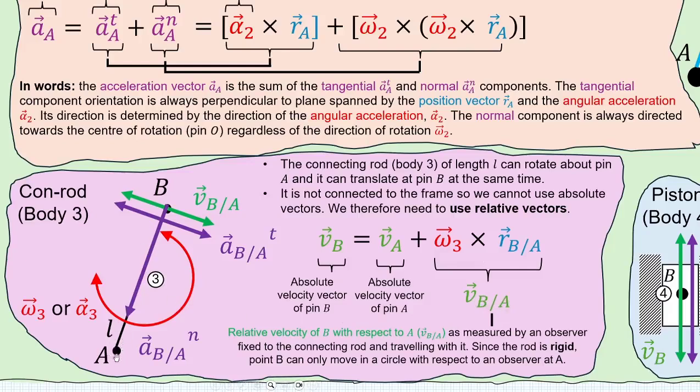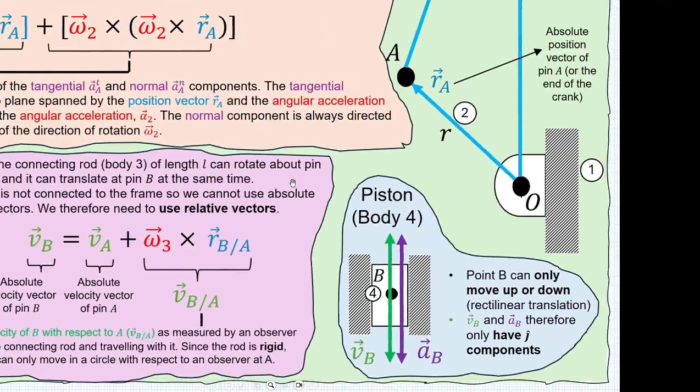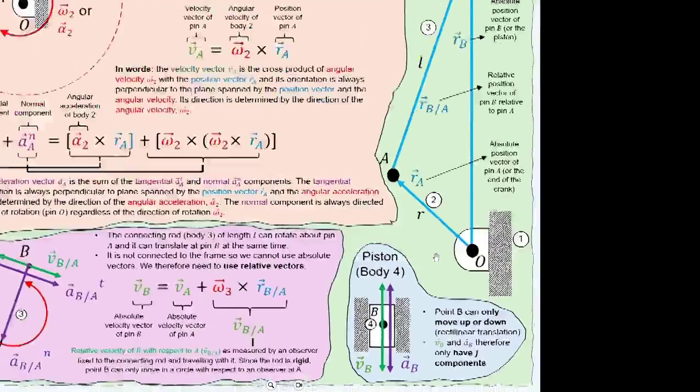So if the observer is sitting at point A, then it will see B as only rotating around point A, and therefore we're able to use this formula to work out what that relative velocity vector is. The motion of the piston is a lot simpler to understand given that it experiences only rectilinear translation. In this case, point B can only move up or down, and therefore the velocity and acceleration vectors only have J components, in other words, only have components in the Y direction.